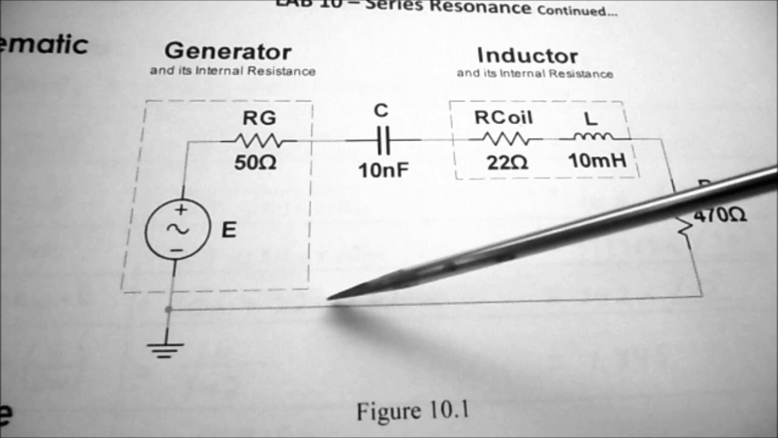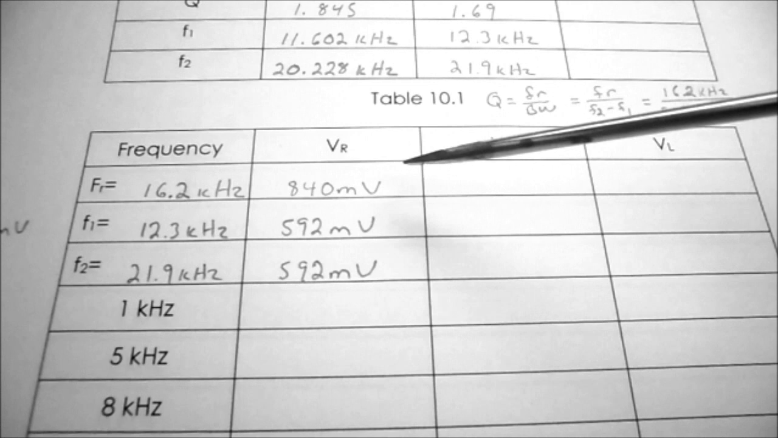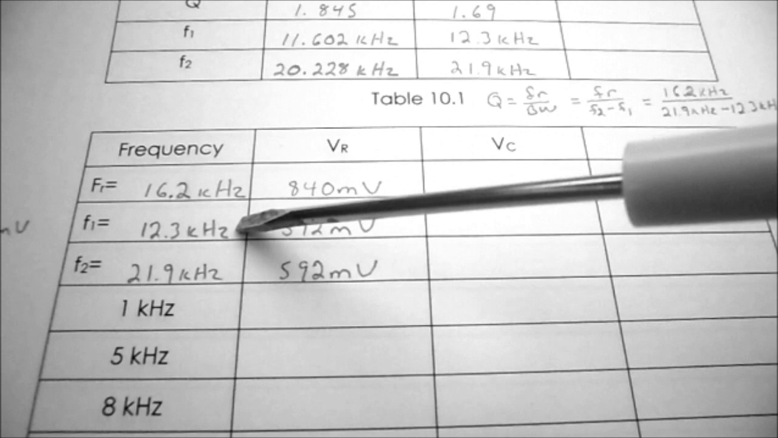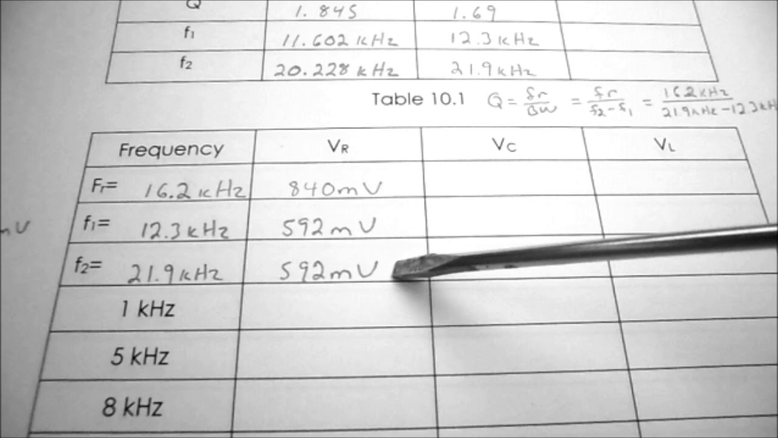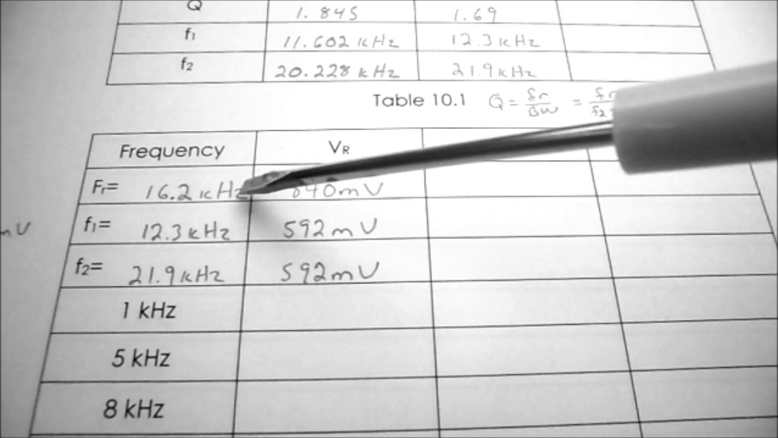So you can see in table 10.2, I've already recorded my resonant frequency, F1 and F2, and the voltage across the resistor at each of those points. Now I'm going to set up my circuit to each of these frequencies and measure each of the remaining voltages to fill in the table.